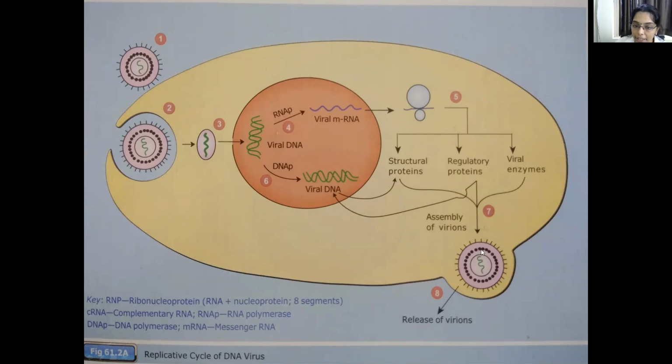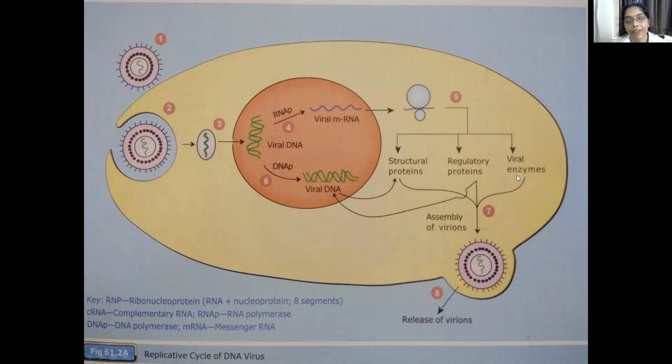Now all these structural proteins, regulatory proteins and viral enzymes are assembled to form the mature virus particle. This virus particle is released from the cell into the body of the host by the process of budding. You can see the formation of a bud here. It later ruptures and the virus particle is released into the body. So this is the replicative cycle of a DNA virus.